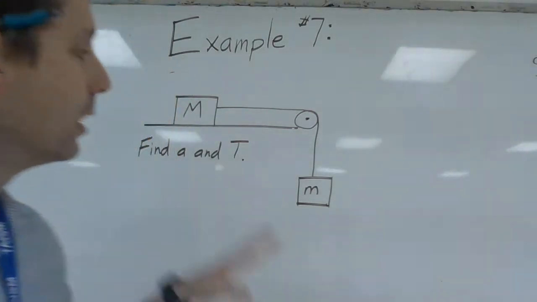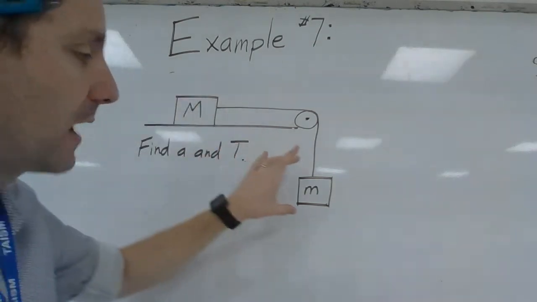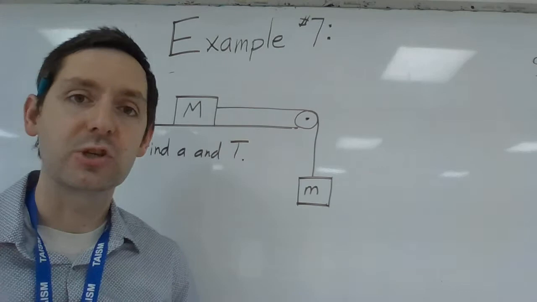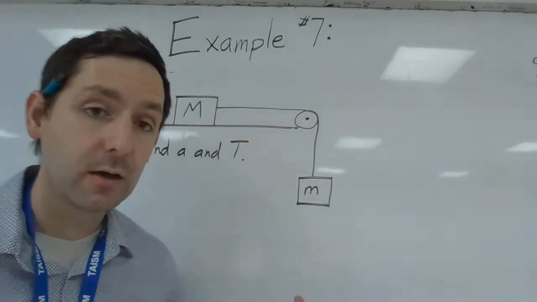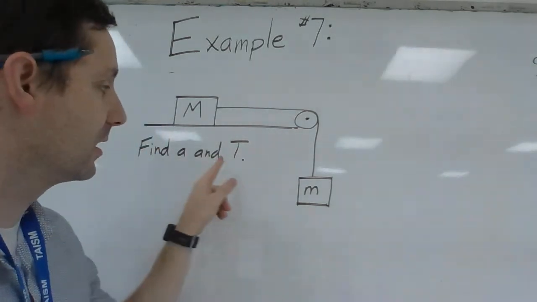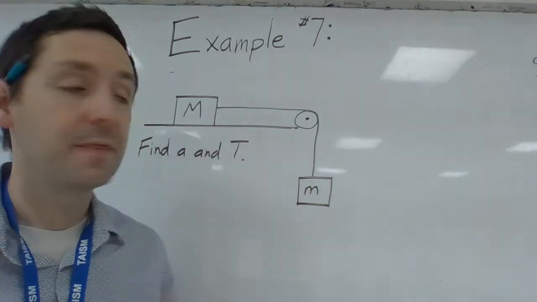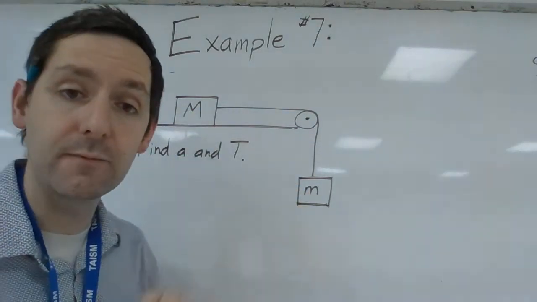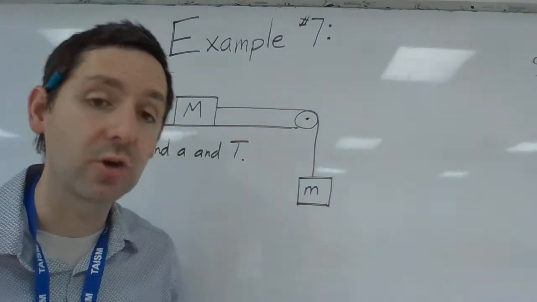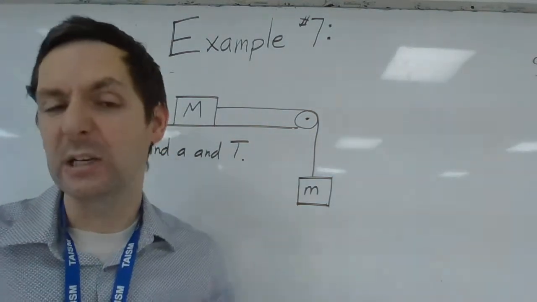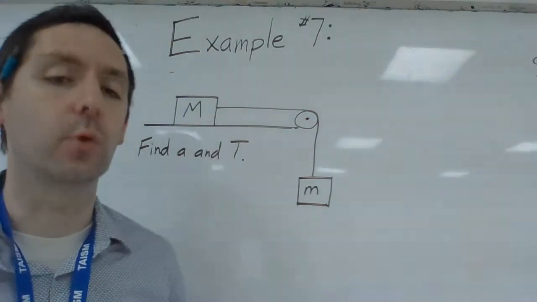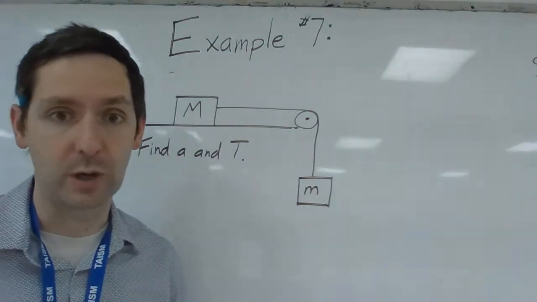All right, so we've got a big mass, we've got a little mass. What we're going to do here is attempt to write a formula for the acceleration and a formula for T that only has these constants: big M for the big mass, little m for the little mass, and also g, because g is a fundamental constant that we're comfortable with. So we're allowed to have that in our answer as well.